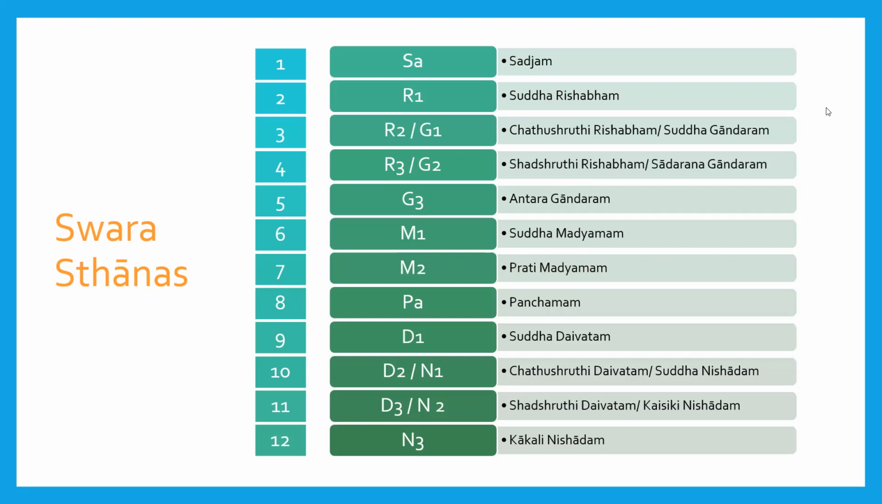Sa ri ga pa da sa. There's no ni. Sa da pa ga ri sa. Right? There's no Nishadam. Okay. And there is no Madhyama. So Madhyama and Nishadam are not there. We only have Ri, Ga and Da. These three are present in the Mohanam other than Sa and Pa. Okay. So this Chatushruti Rishabham is used, Antaragandharam is used, then Panchamam, Chatushruti Daivatam, then the higher Sa, Shadjam.